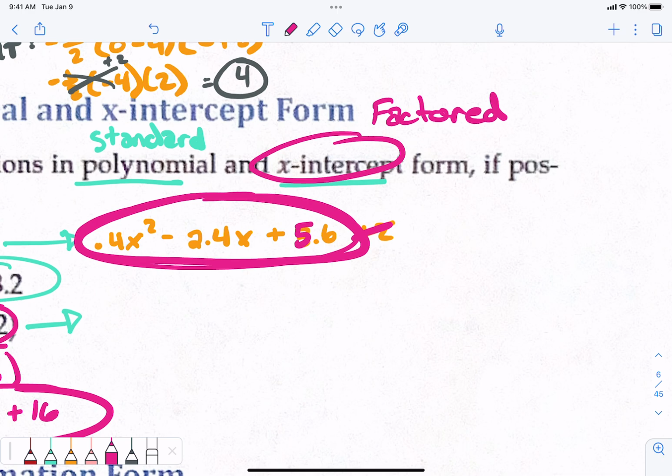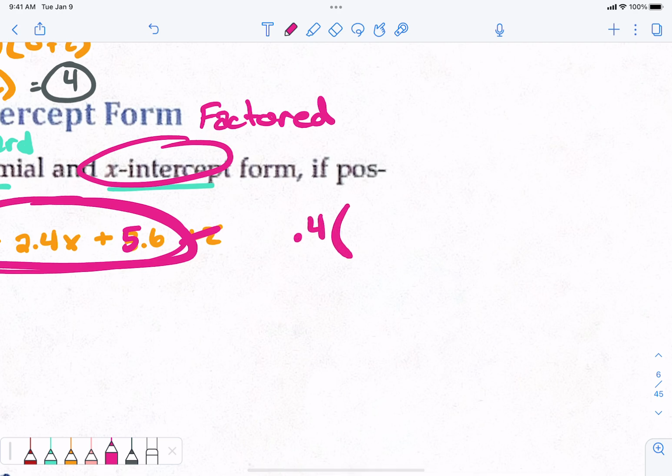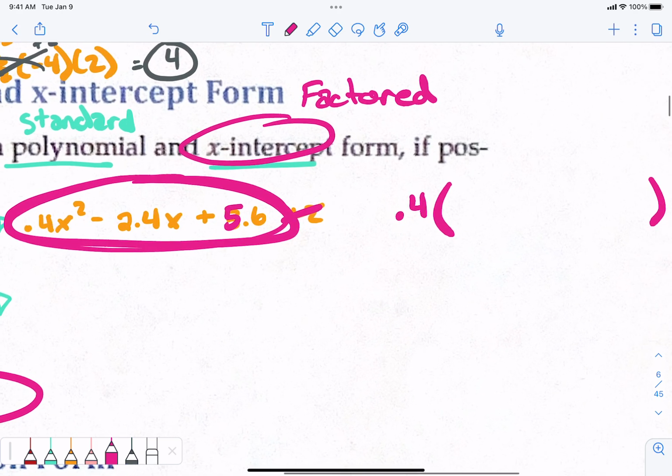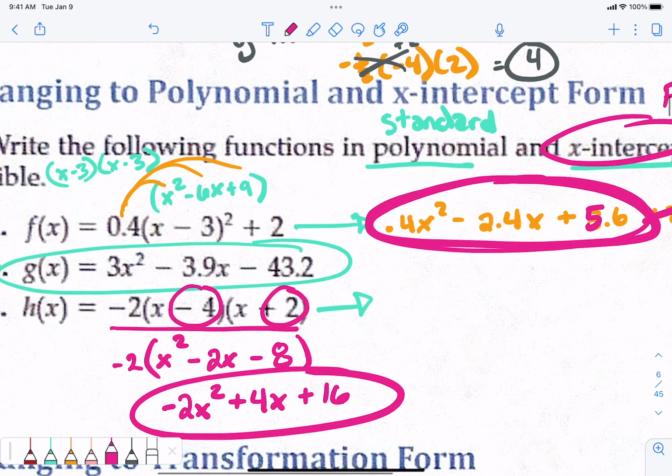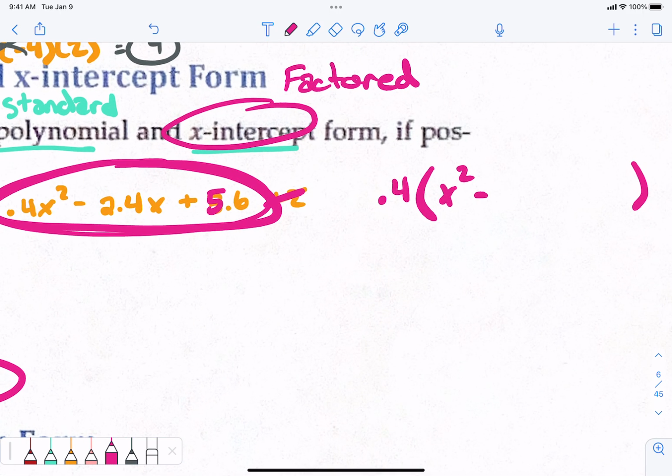So what I can do, I want this to just be x squared. So I can't divide out a 0.4 because it's not equal to something, but I can pull a 0.4 out in front. Let's do that. Let's pull a 0.4 out in front. We have x squared, minus, well, it's not the same thing because we added the 2 afterward. Basically. Almost. What is 2.4 divided by the 0.4? 6? Minus 6x, okay? What is 5.6 divided by 0.4?